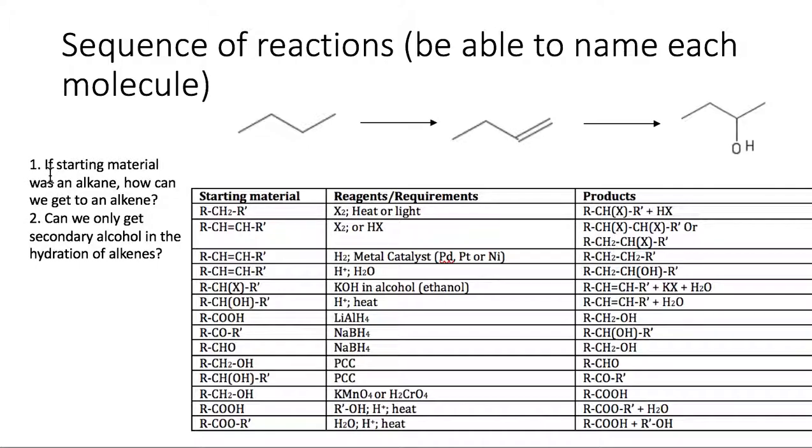Now let's look at these questions right here. If the starting material was an alkane, how can we get to an alkene? And we did cover that, right? So what were the steps again? You can rewind this video because I don't want this to be too long, but you did just very quickly. You did a halogenation of alkane, you got your alkyl halide, and then you used your alkyl halide and you did a dehydrohalogenation reaction to get your alkene.